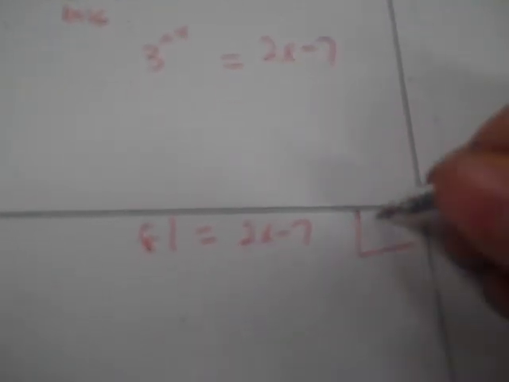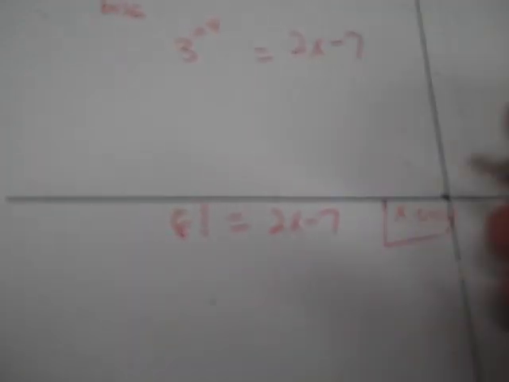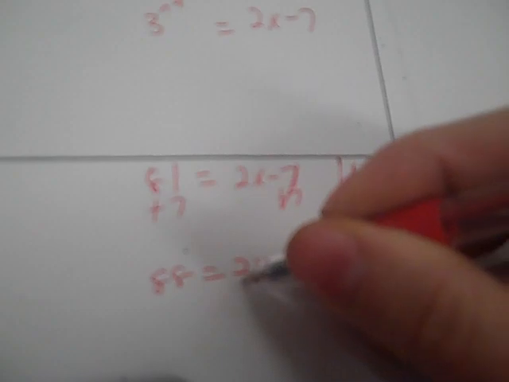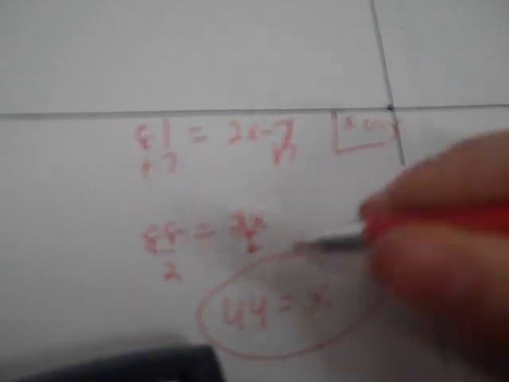So at that point, I see I have x only. So get the x by itself. Minus 7, 88, divided by 2. 88 divided by 2 is 44. Or x equals 44. Okay, pretty easy.